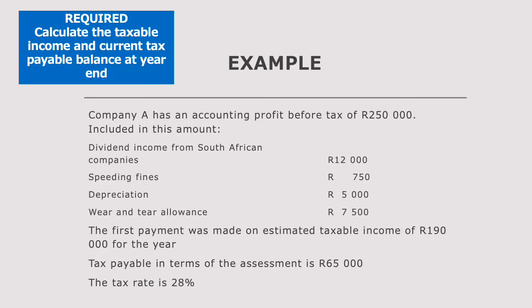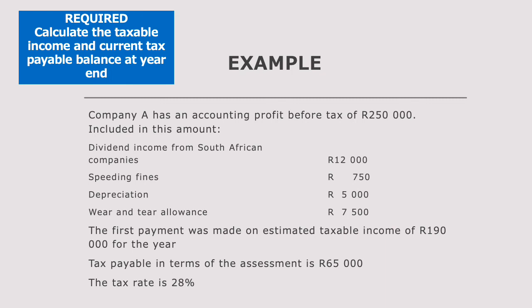Let's now look at another example. The required of this example is to calculate the taxable income and the current tax payable balance at the end of the year. Company A has an accounting profit before tax of 250,000 Rand. Included in this amount, we have dividend income from South African companies amounting to 12,000 Rand, speeding fines amounting to 750 Rand, depreciation amounting to 5,000 Rand, and a wear and tear allowance amounting to 7,500 Rand.